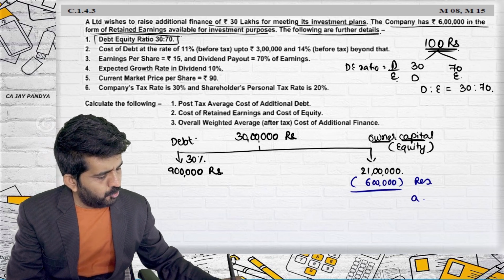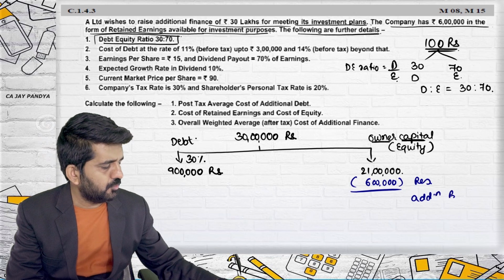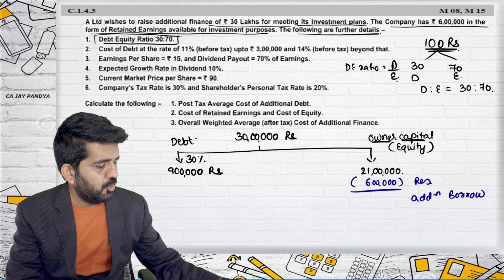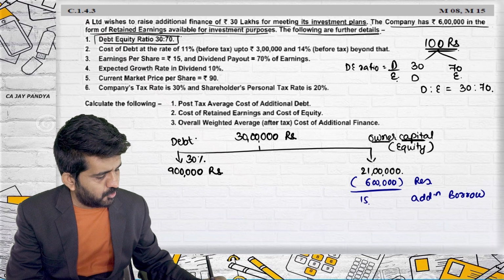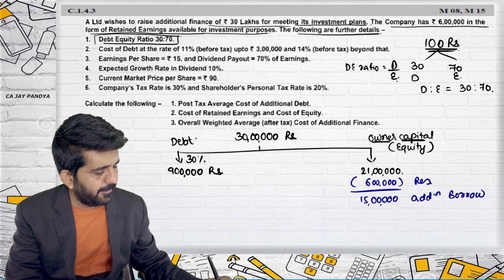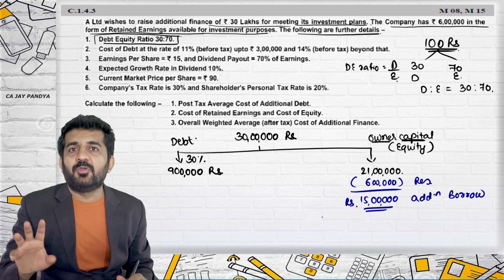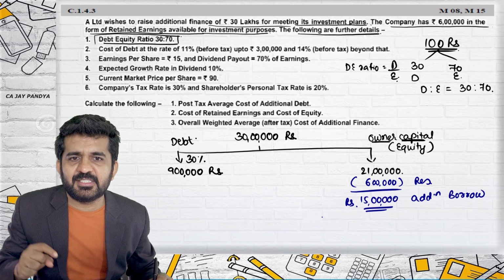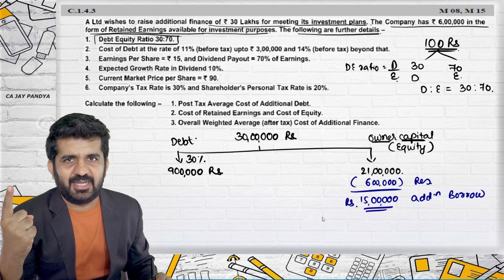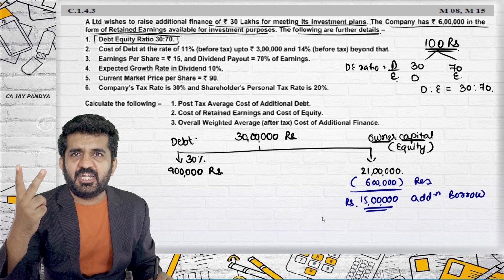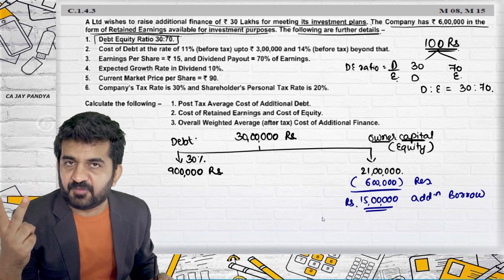So you will have to additionally borrow not 21 lakhs but only 15 lakhs rupees. How you will be doing your project of 30 lakhs? From that you have borrowed 9 lakhs. From equity, additionally, you will be borrowing 15 lakhs.